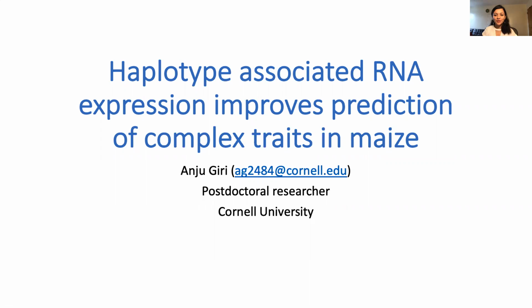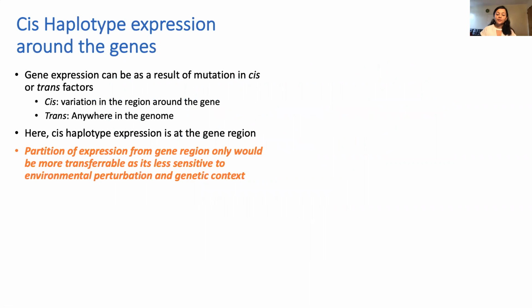Today I'm going to talk about getting haplotype expression around the gene and its utility in the improvement of genomic prediction of complex traits. We all know that gene expression can be a result of mutation in the cis or trans factors. The cis effect of mutation could be due to variation in the region right around the gene, whereas trans could be arising from anywhere in the genome.